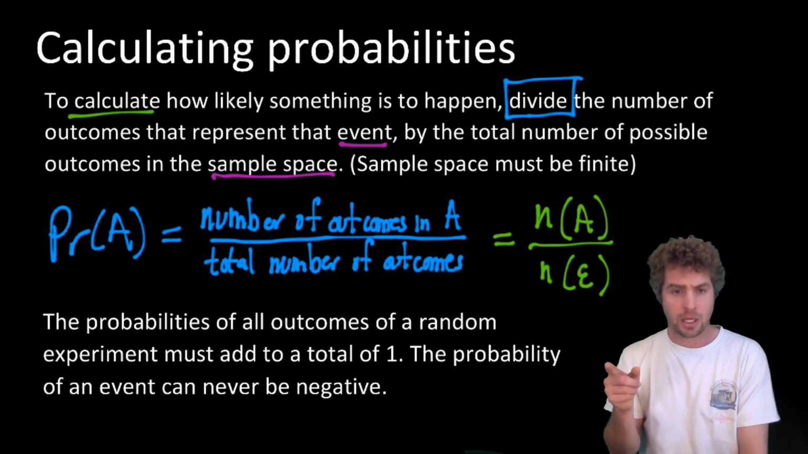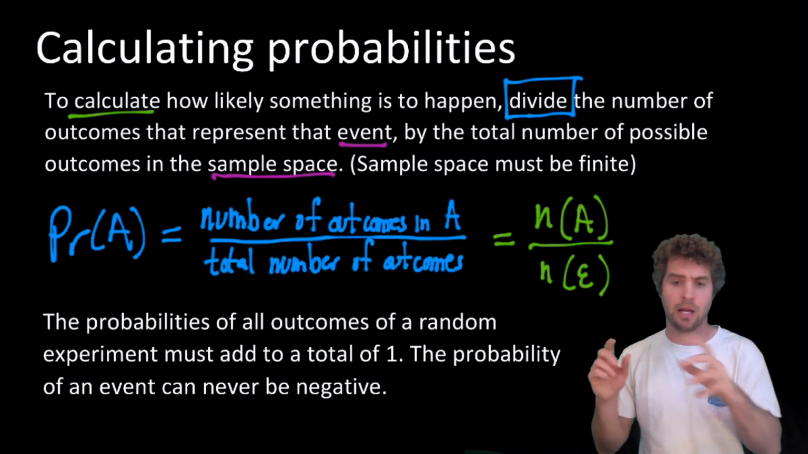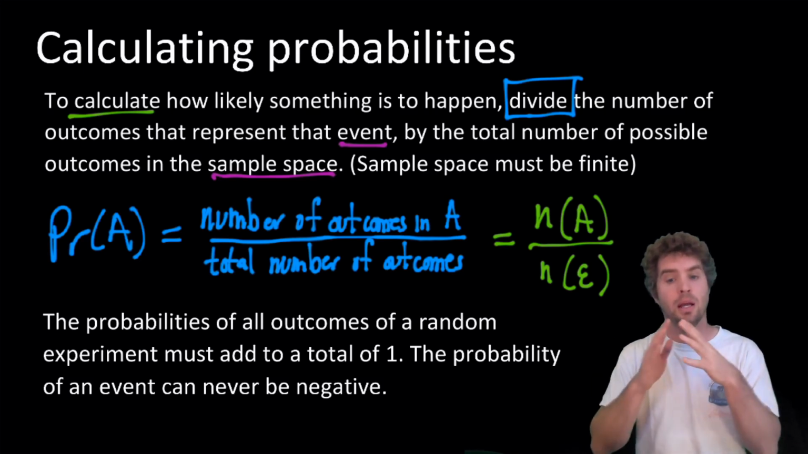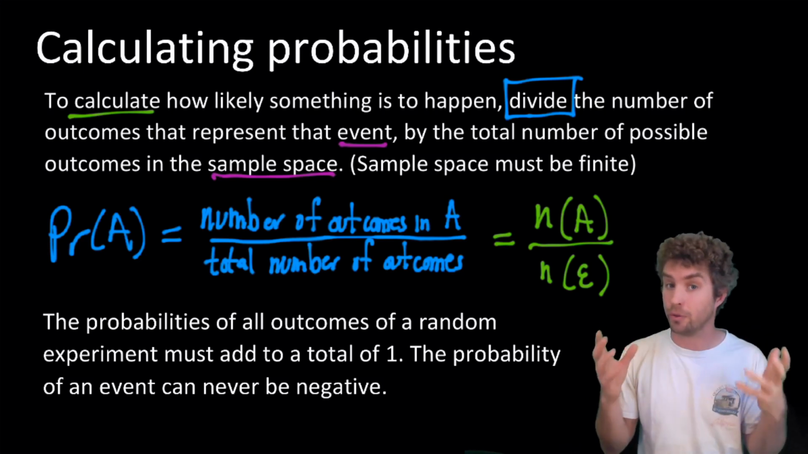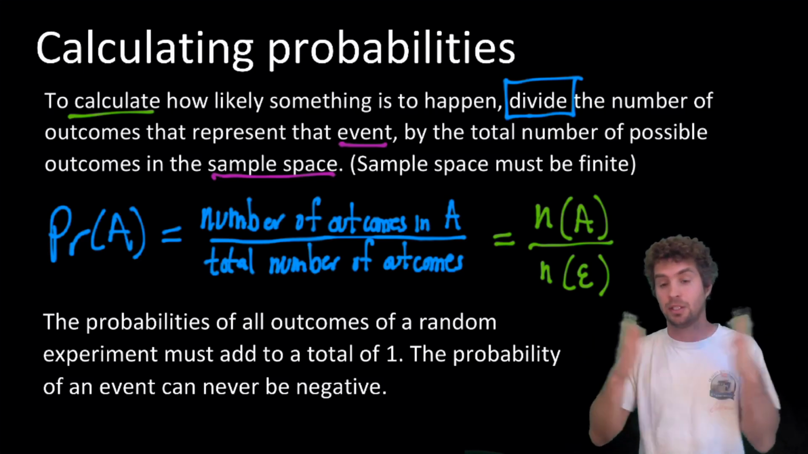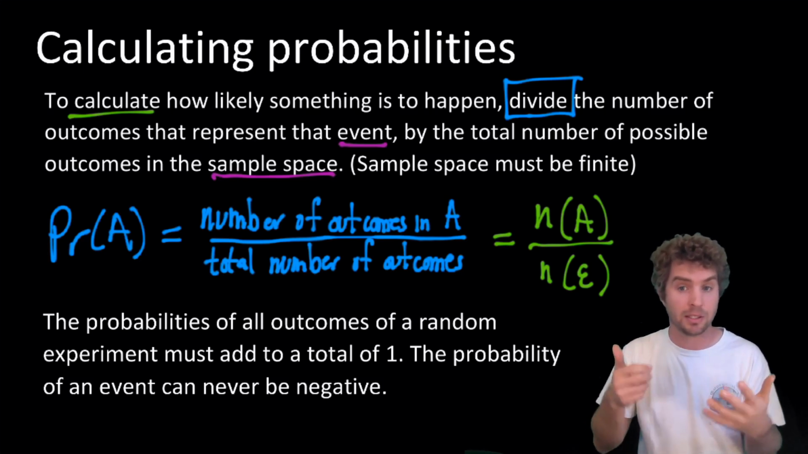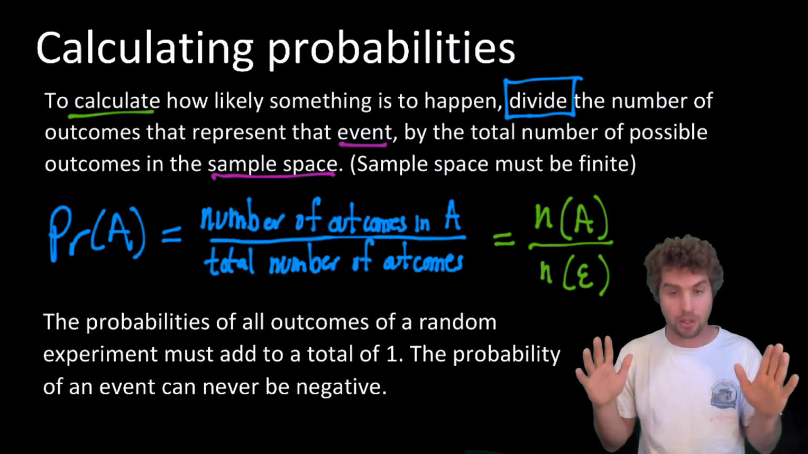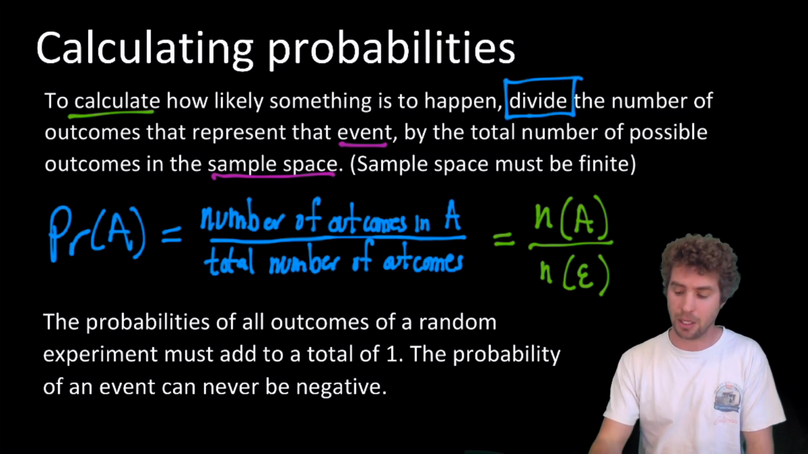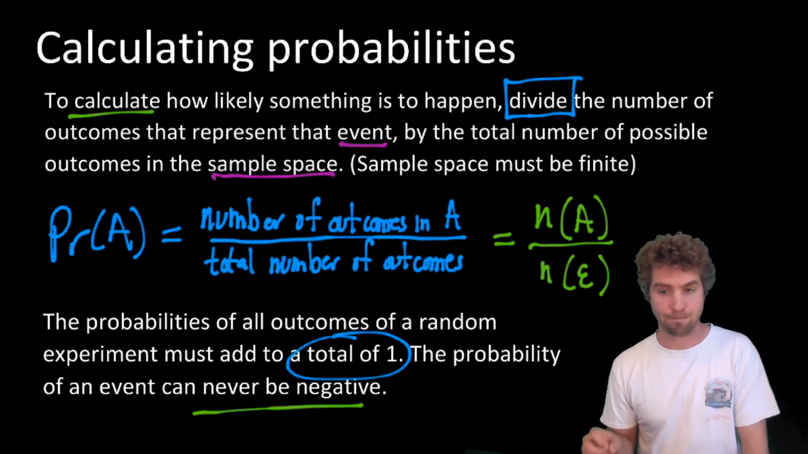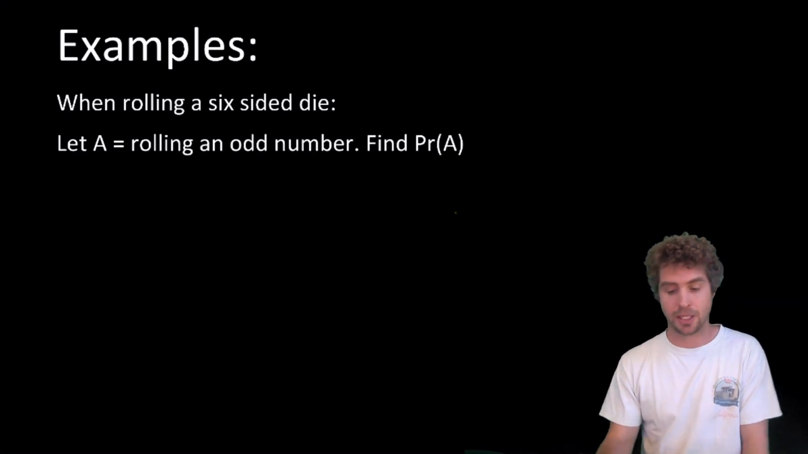Couple of notes on this. If we take all of the different outcomes, each individual outcome, and we find the probability of each one, and we add them up, that must come to a total of 1, or 100%. If we roll a dice, the chances of either a 1, 2, 3, 4, 5, or 6 has to be 100% because that's all of the outcomes. And the other thing is the probability of an event can never be negative. So just remember that. All right, and let's look at some examples, okay?